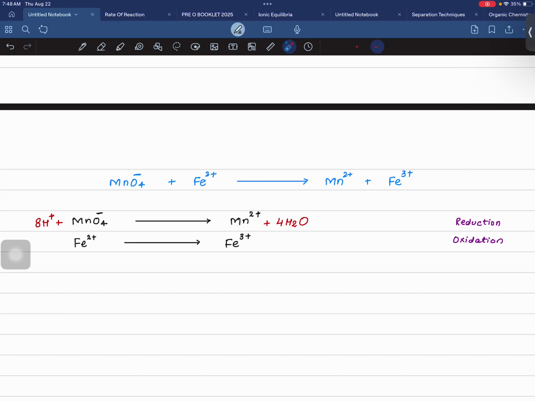Yes, you are 100% right. This is +2. There is no charge on water. What I told you in this chart: if there is no charge, it means this is 0. So the overall charge is +2.